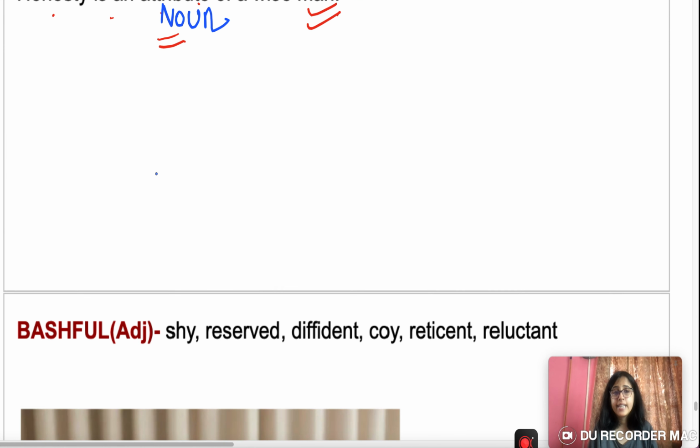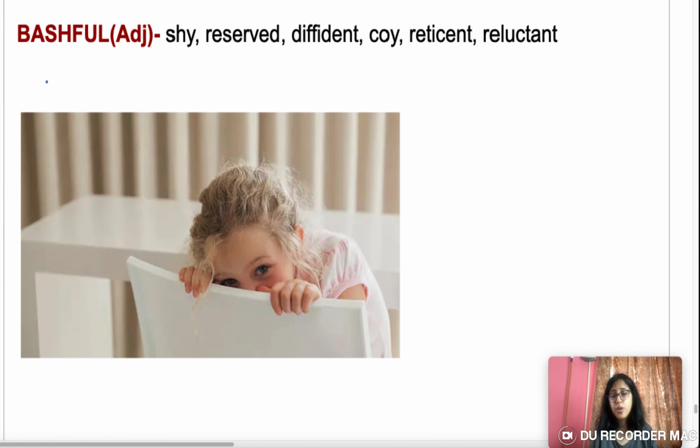Okay, next, bashful. It ends in ful, so this is an adjective. Look at this girl. This girl is shy. So bashful means shy. This girl is reserved. This girl is diffident, coy, reticent, reluctant. Just the opposite of brave, extrovert. Bashful is shy and reserved.